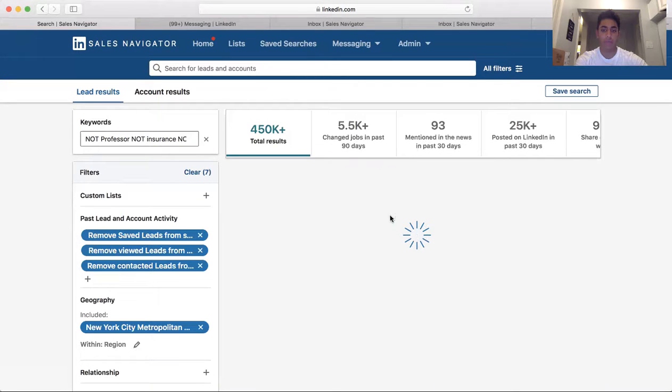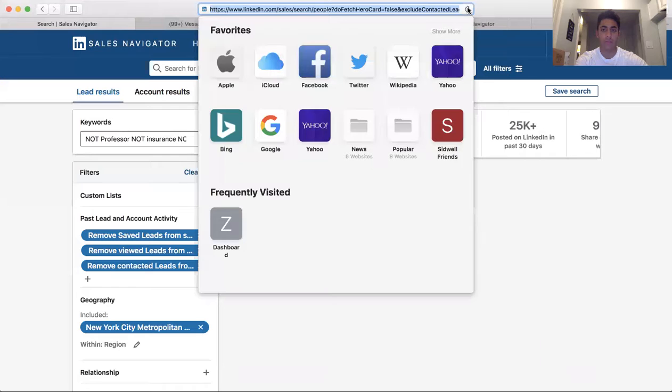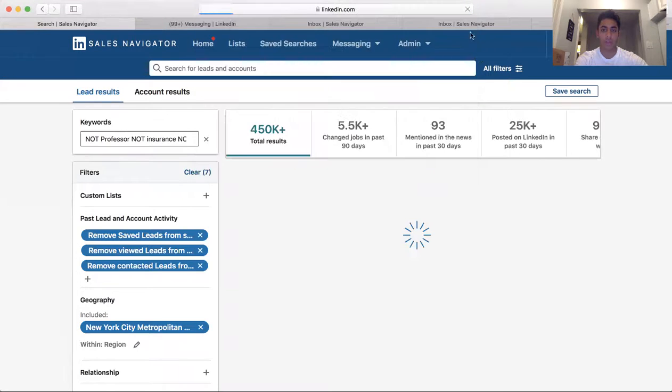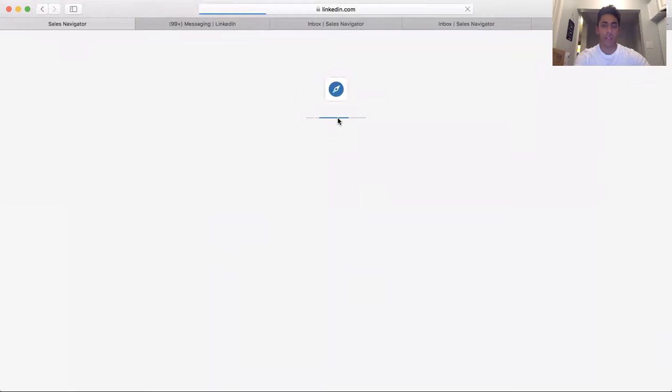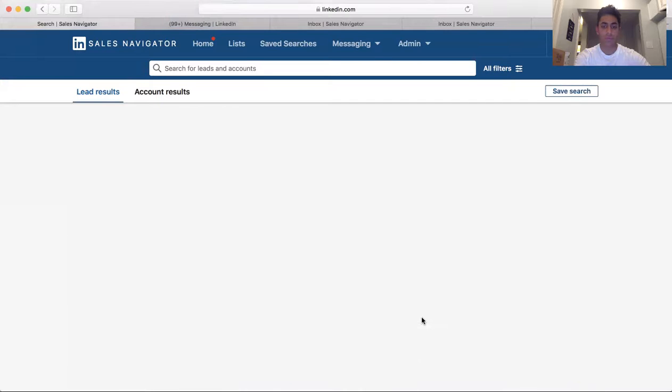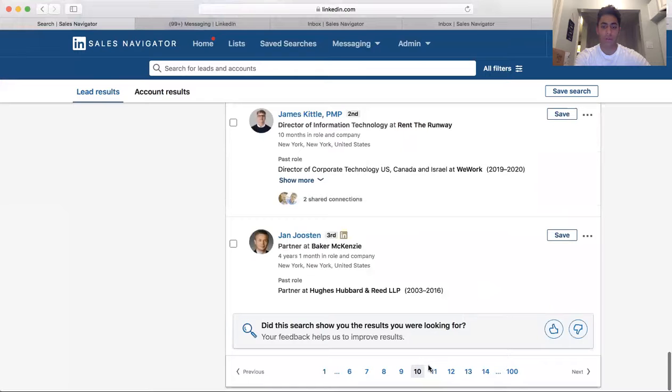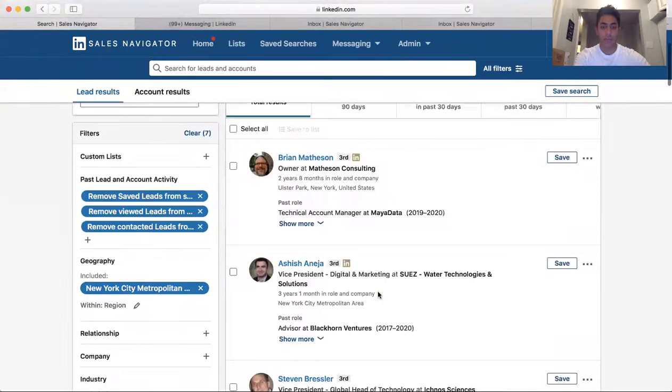Okay. Let me try refreshing it. Might have to do with the recording. It might be slowing down the processor, but let's see. Okay, perfect, page 10. So let's go back to the top.